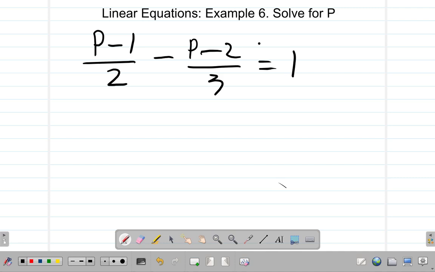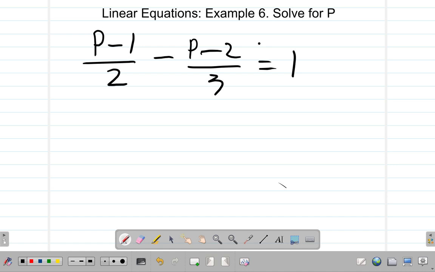We have this example for linear equation. I copied this question from the June 1995 past paper. You must solve for P. What I want you to do right now is pause the video and solve for P. So go ahead.